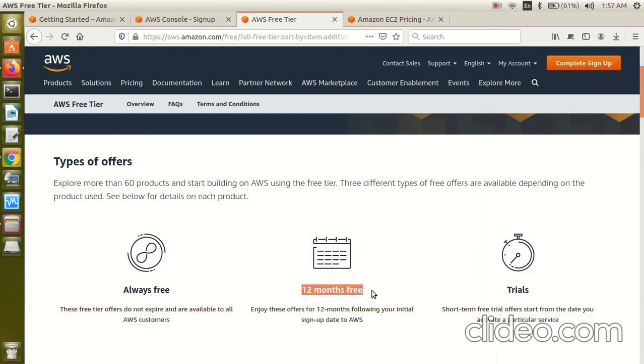Another one is the 12-month free services. We can enjoy these offers for a period of 12 months following our initial sign-up date to AWS. That is, from the time we register with AWS, we can enjoy those services freely only for a period of 12 months. Another one is the free trial services. These are short-term free trial offers that start from the date we activate a particular service.